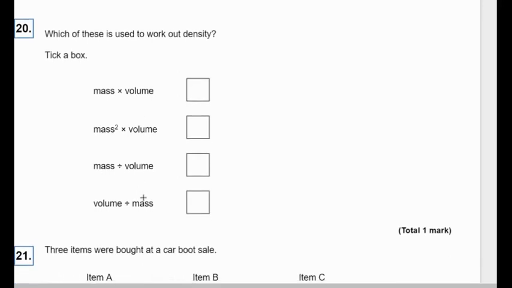Okay, next. Which of these is used to work out density? Well, the formula for density equals mass over volume. So that's mass divided by volume. So there we go. Yeah, mass divided by volume is that one there.